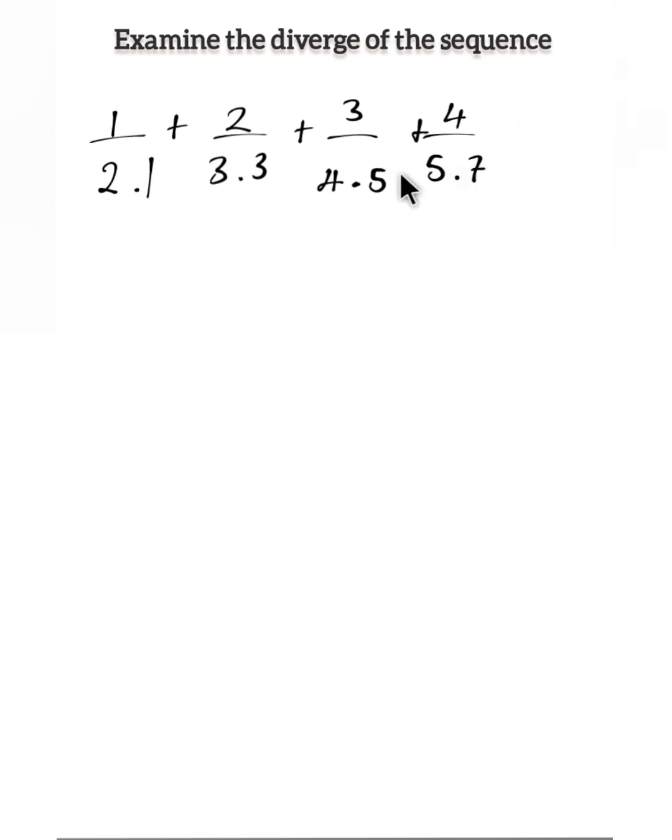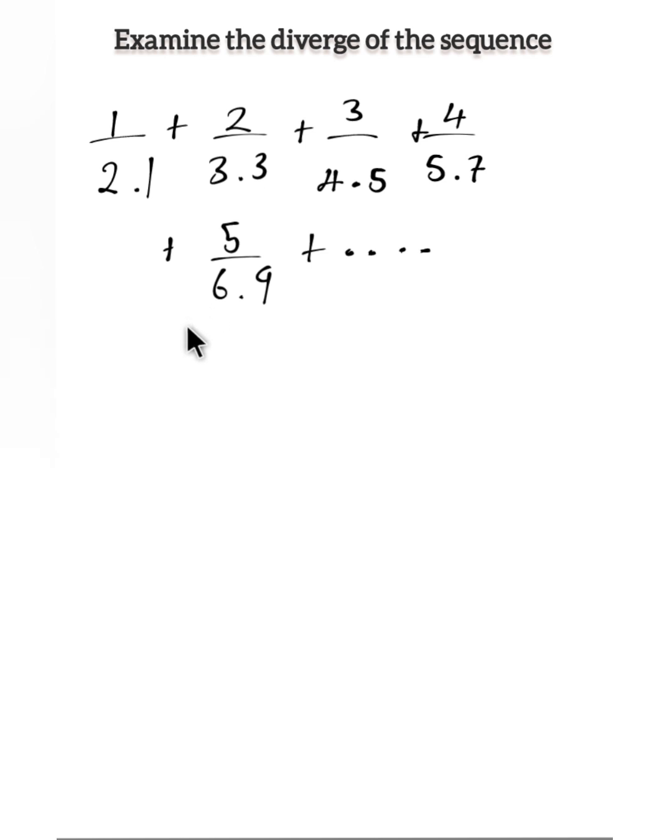Example 2. Examine the divergence of the series. The series here is 1 over 2 times 1, that's not 2.1, it's actually 2 times 1, plus 2 over 3 times 3, plus 3 over 4 times 5, plus 7 over 5 times 7, plus 5 over 6 times 9, plus, keep on going to infinity. So we have to examine the divergence of the series.